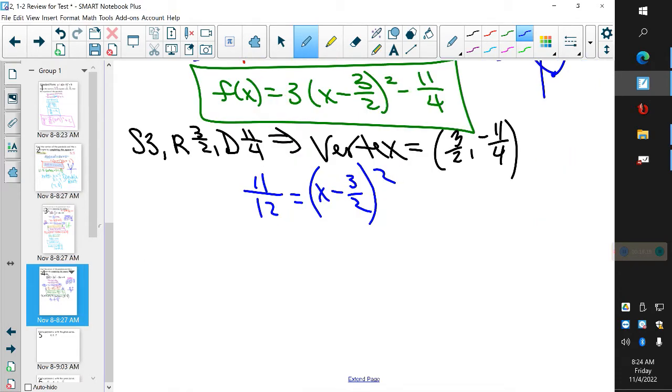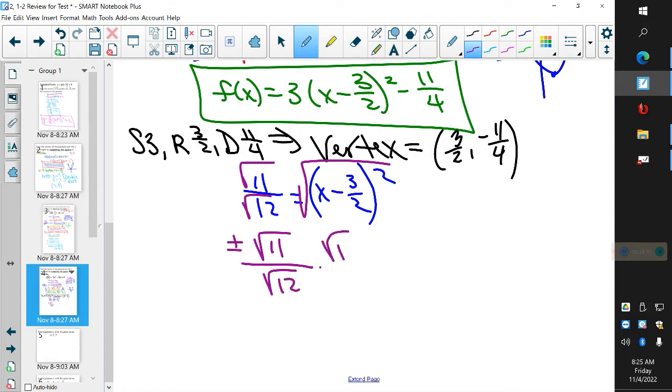squared. Yes? Now how do I get rid of the square? Square root. Thank you. I'm going to square root both sides, so I'm going to square root the top and the bottom. That gives me plus or minus the square root of 11 all over the square root of 12, and we should probably break this down first. What are the perfect square factors of 12? 3 and 4. 3 times 4, right? So this pops out as a 2, so I'm left with plus or minus the square root of 11 over 2 square roots of 3.